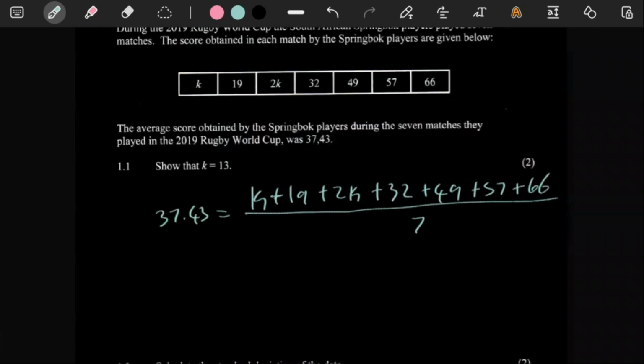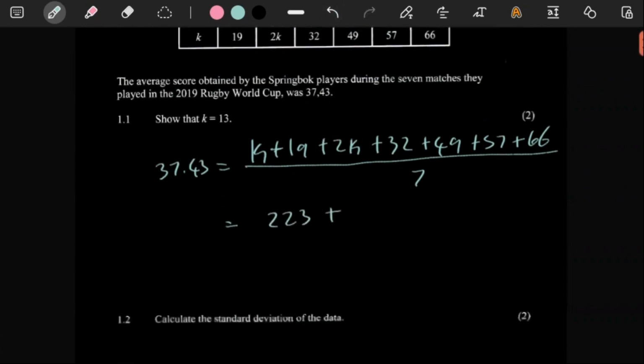Okay, let's see. In the calculator, 19 plus 32 plus 49 plus 57 plus 66. That is giving us 220. What is this calculator saying? 223. And then k plus the 2k is going to give you 3k. The whole thing over 7 is equal to 37.43.